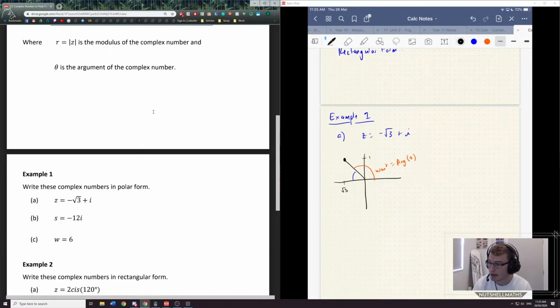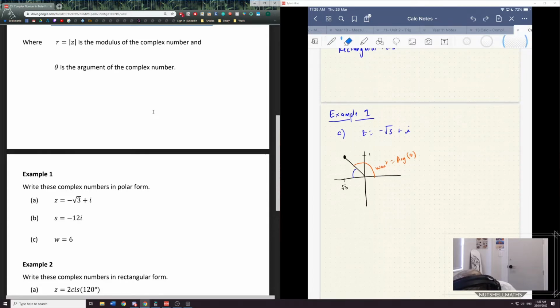So let's make a little triangle. Maybe I'll do that in blue, because that's what we've been doing previously. So this is root 3, this is 1. Let's find this angle here.